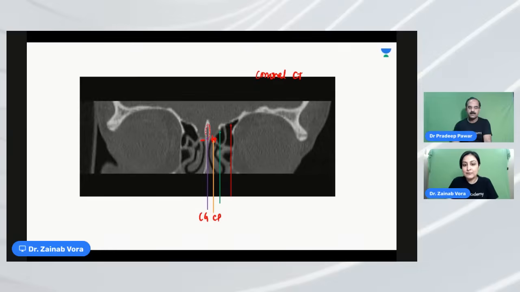When I go more laterally, the cribriform plate forms the base. So if this is the crista galli, these are the two cribriform plates. When I go more laterally, what is this green arrow showing? This is the lateral lamella. And finally, the roof of the ethmoid, marked by the red arrow, is called the fovea ethmoidalis. Fovea ethmoidalis is this horizontal plate.